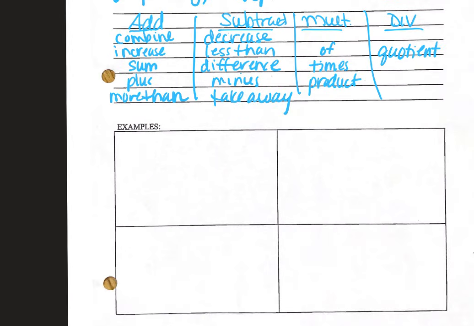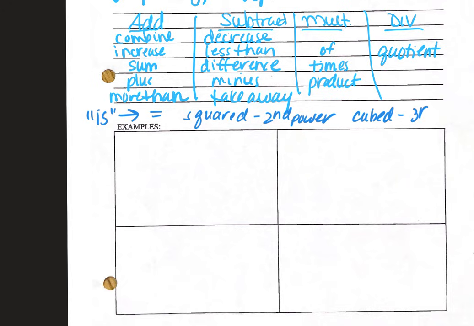A couple other things you just need to remember. When you see the word is, that means you're going to write an equal sign most of the time. Squared means to the second power. And cubed means to the third power.